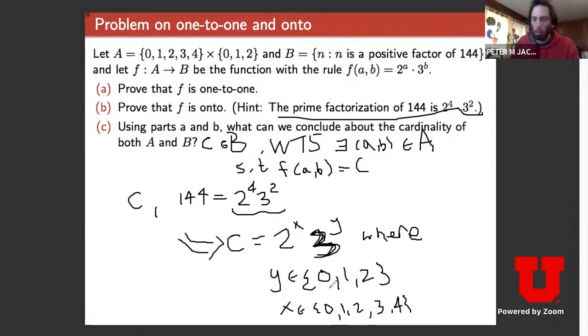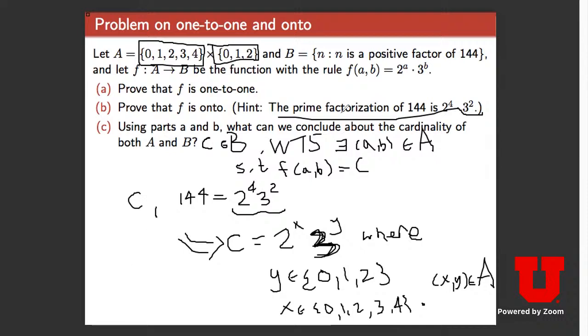So basically, we're done now because (x, y) is in A. (x, y) is in A because x is in the first part of the cross product and y is in the second part of the cross product. So we've just shown that for every c that is a positive factor of 144, in other words, for every c in B, there exists a pair in A such that f of that pair is equal to c. Are there any questions about part B?